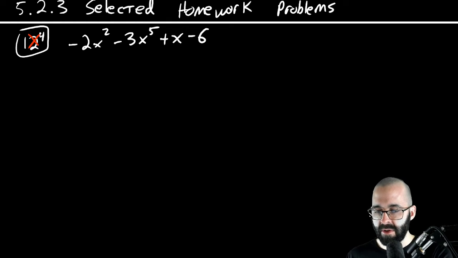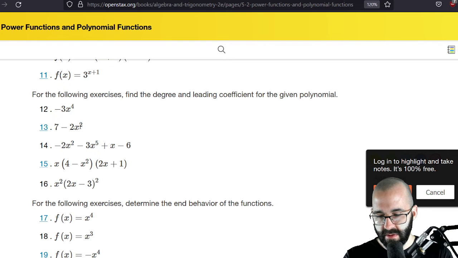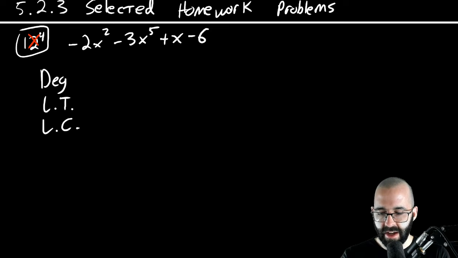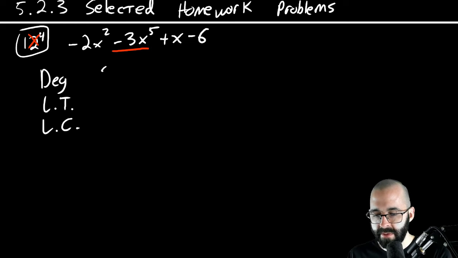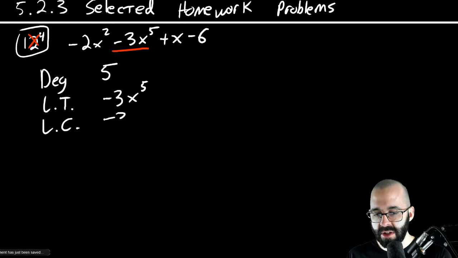So again, for degree, for the leading term, for the leading coefficient. Oh, we only needed the leading coefficient, not the leading term. Oh, well. All that matters is what is the highest exponent of x? And we underline that term. So the degree is 5. That's that highest exponent of x, or whatever variable we're using. The leading term is the whole thing, negative 3x to the fifth. Don't forget that negative. It's attached. Leading coefficient is just negative 3.